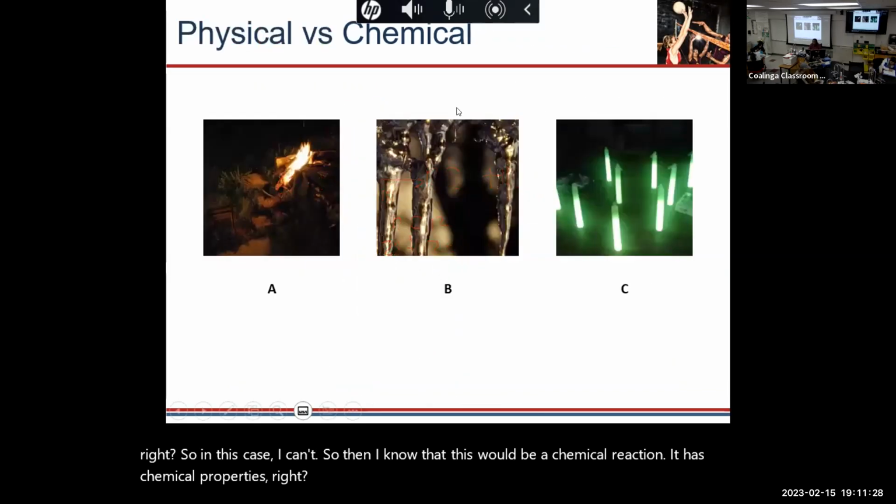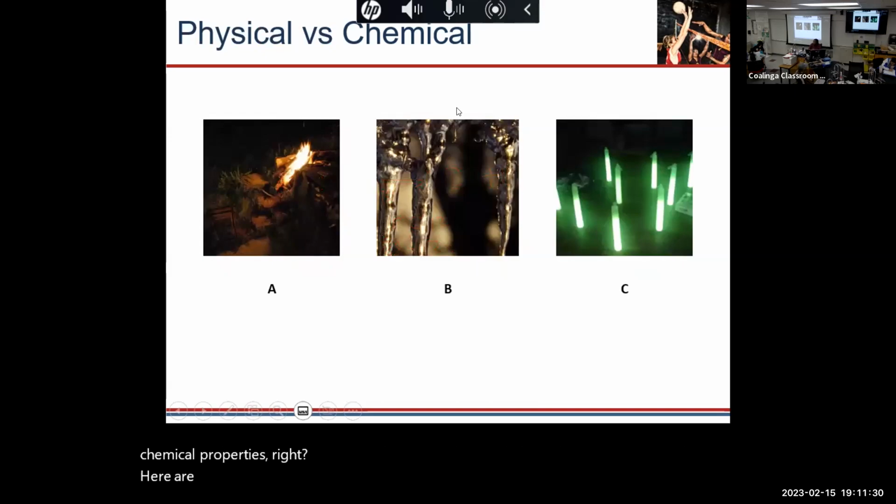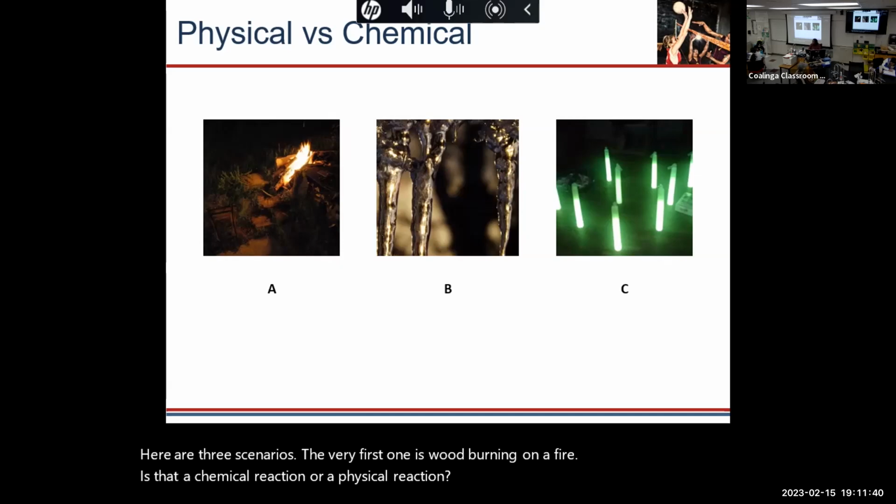So here are 3 scenarios. Very first one is wood burning on a fire. Is that a chemical reaction or a physical reaction? Wood burning on a fire. This is important. Is it chemical?